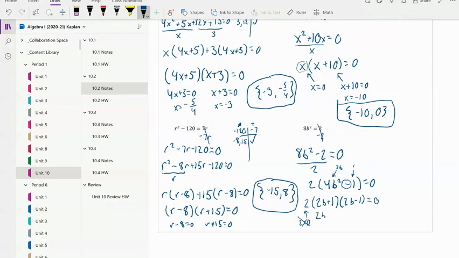So your two solutions are going to come from 2b plus 1 equals 0 and 2b minus 1 equals 0. This one would give you b equals, you'd subtract the 1 and divide by 2, so -1/2. And this one you would add the 1 and then divide by 2, so +1/2. And there you go, -1/2 and +1/2.